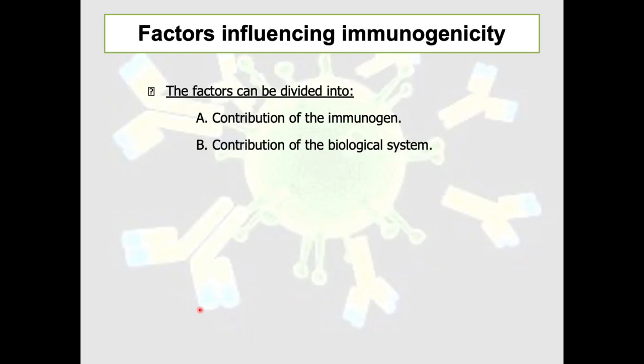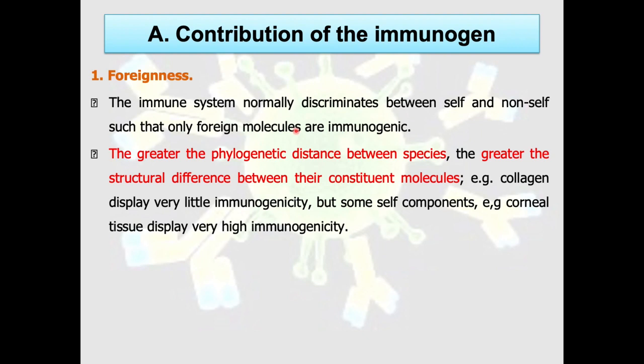Okay, so let's talk about factors influencing immunogenicity. There are two factors that contribute towards influencing the immunogenicity, and it can be divided into two. The first one is contributions of the immunogen, and the second one is contributions of the biological system. So first, let's go to the contributions of the immunogen.